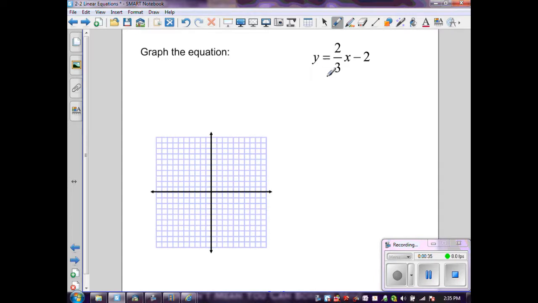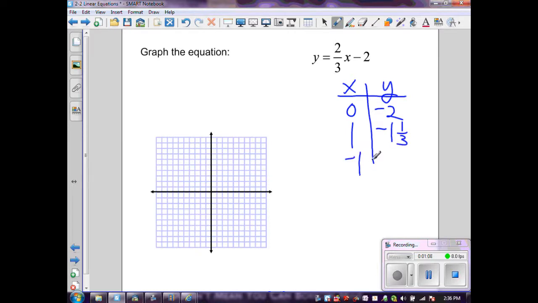Step 2, we solve for y. It's already done. Step 3, we create a table of my input values, which is my independent variable for x. And I get, when I substitute in, my output values, which is my dependent variable, y. Let's make some choices. For independent variable, I'm going to choose a 0. It's probably the easiest. Substituting in, 0 times 2/3 is 0. 0 minus 2 is a negative 2. Let's try 1. 1 times 2/3 is 2/3. 2/3 minus 2 is a negative 1 and 1/3.